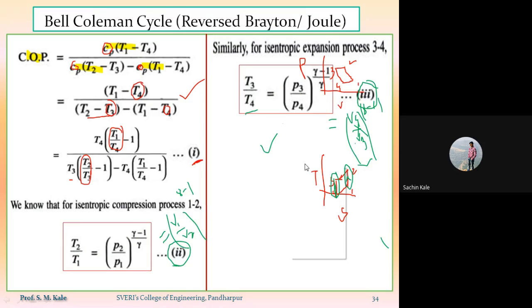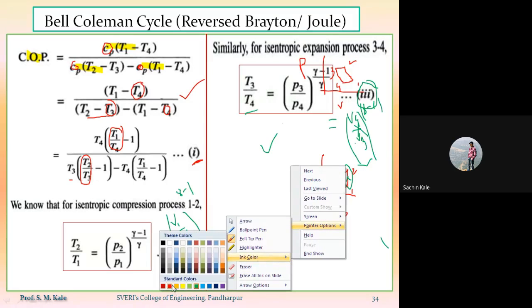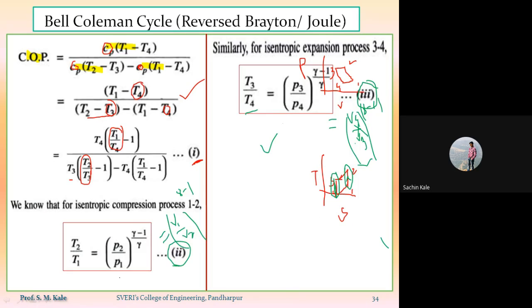So here, after getting equation number 2 and equation number 3, that is nothing but this equation and this equation. So here I have converted temperature into pressure. That means in equation number 2 I am getting that T2 divided by T1 is equal to P2 divided by P1 raised to gamma minus 1 upon gamma. And in equation number 3, I am getting that T3 divided by T4 is equal to P3 divided by P4 raised to gamma minus 1 upon gamma.